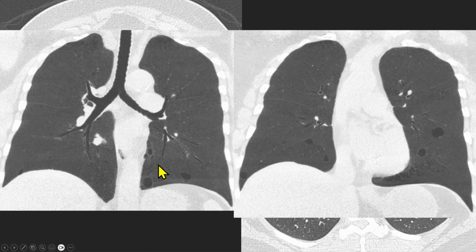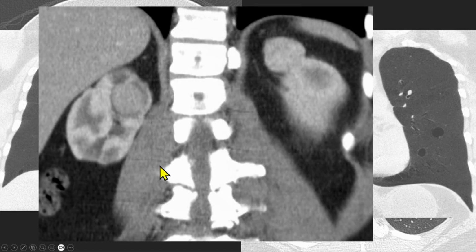So clearly we can still invoke diffuse cystic lung disease here. It's because, remember, with Birt-Hogg-Dubé, you also get renal tumors. So if you're thinking about Birt-Hogg-Dubé, or even if you're not, you should always look at the upper abdomen as well and look at the kidneys. You look at the kidneys for angiomyolipomas, and then also look for these solid tumors.